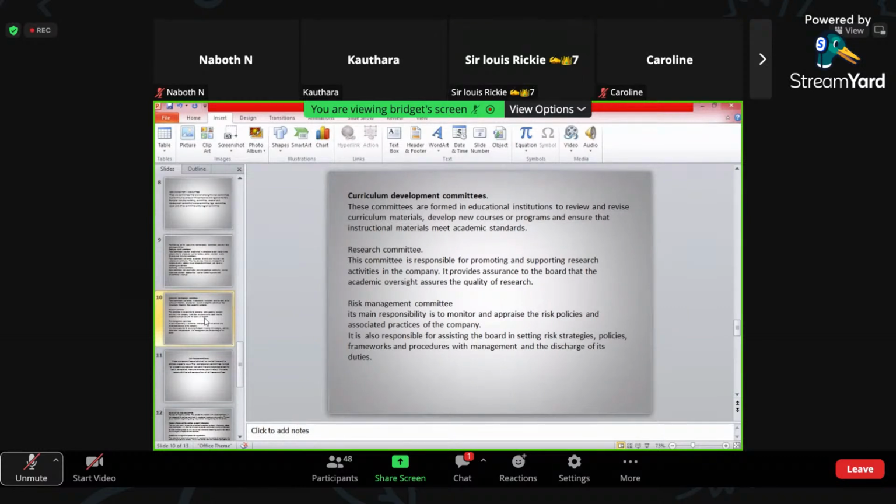Then another one is the risk management committee. Its main responsibility is to monitor and appraise the risk policy and associated practices of the company. It is also responsible for assisting the board in setting risk strategies, policies, frameworks, and procedures with management and the discharge of its duties.